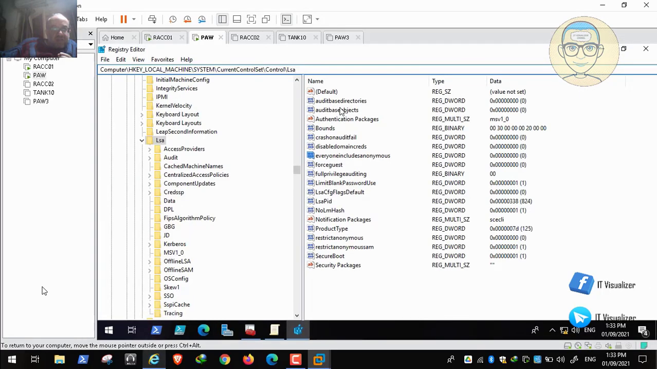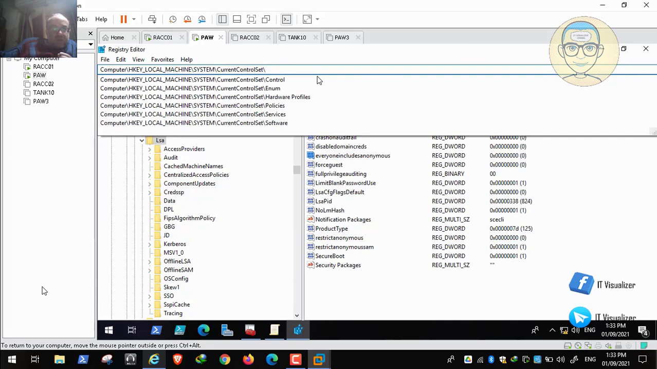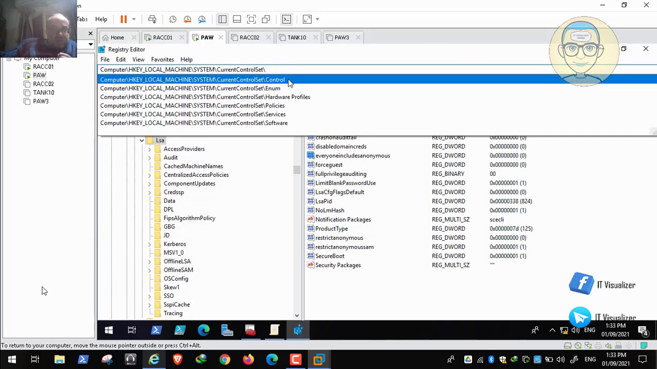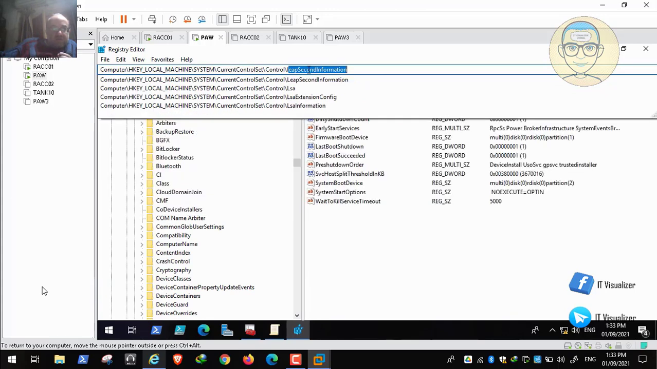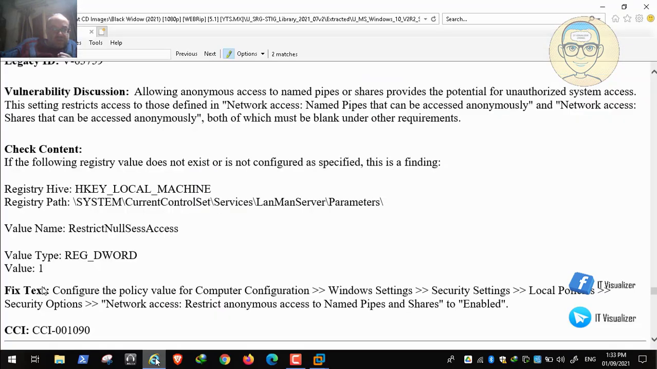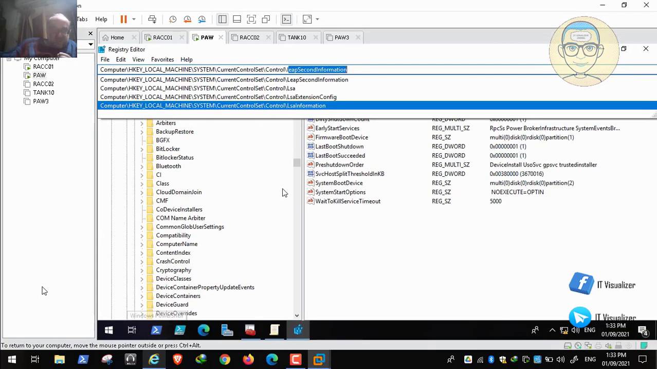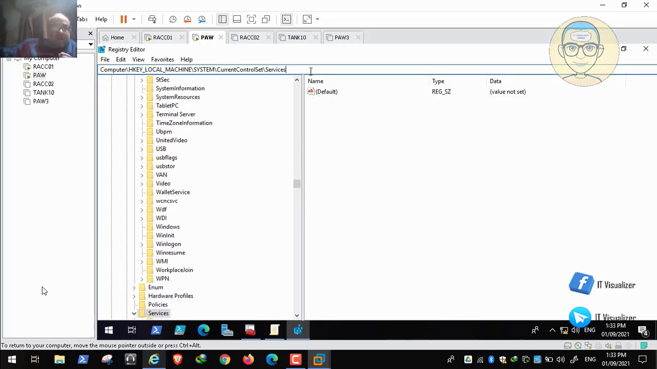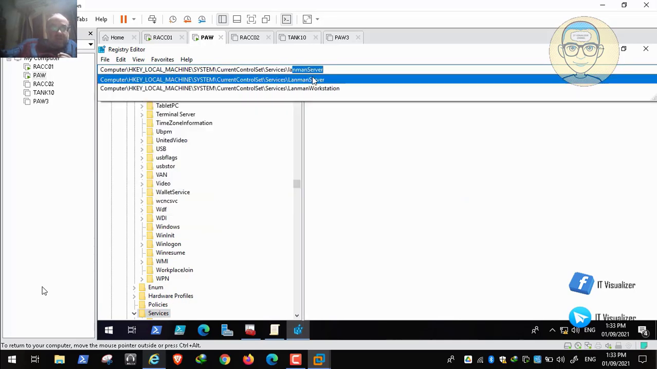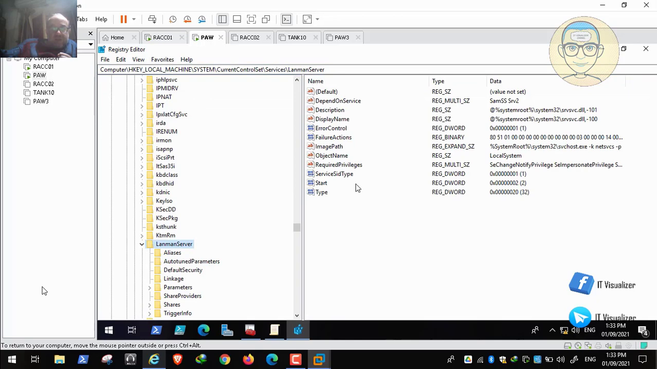It is LanmanServer, so I think we can go further. Okay, I think to services maybe, or control, then LanmanServer. Not Lanman, it is services, not control, it's services, then LanmanServer. Okay, services, then click LanmanServer. Yes, let's see if we have it already enabled.